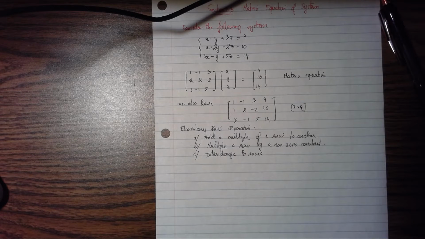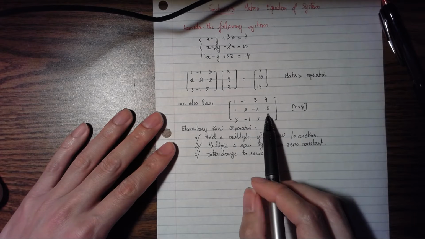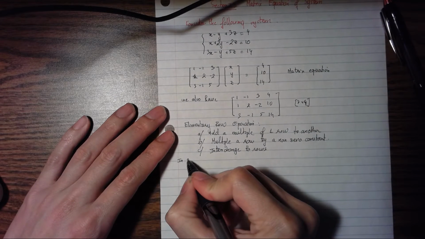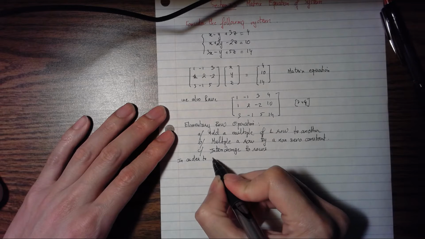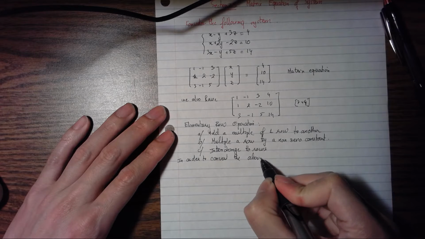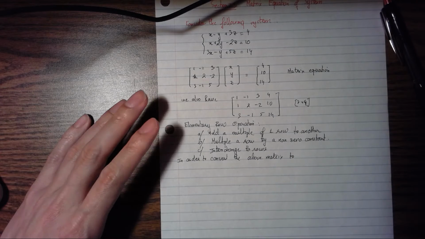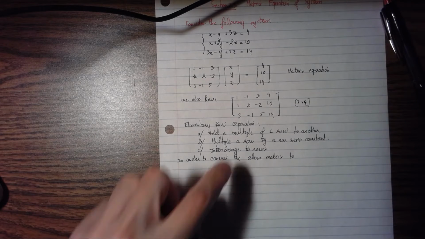Okay, so after you apply elementary row operations, why do you have to do that? The reason you want to apply elementary row operations is because we want to convert this matrix, I mean, in order to convert the above matrix to a form. I wanted to convert this matrix to two forms.